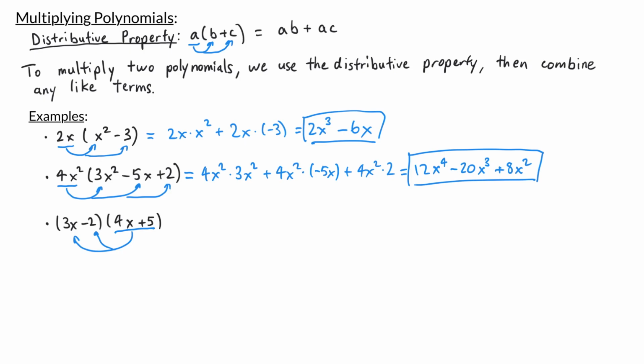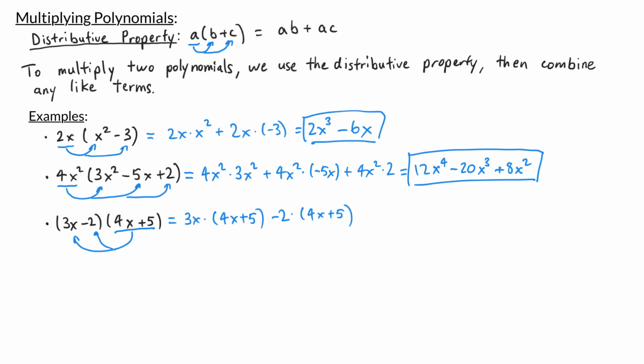I'm going to take the 4x plus 5 and multiply it to the 3x. So that's going to give me 3x times 4x plus 5. And then I'm going to take the 4x plus 5 and multiply it to the negative 2. That's going to give me negative 2 times 4x plus 5. As you can see, we still have products that we need to compute.